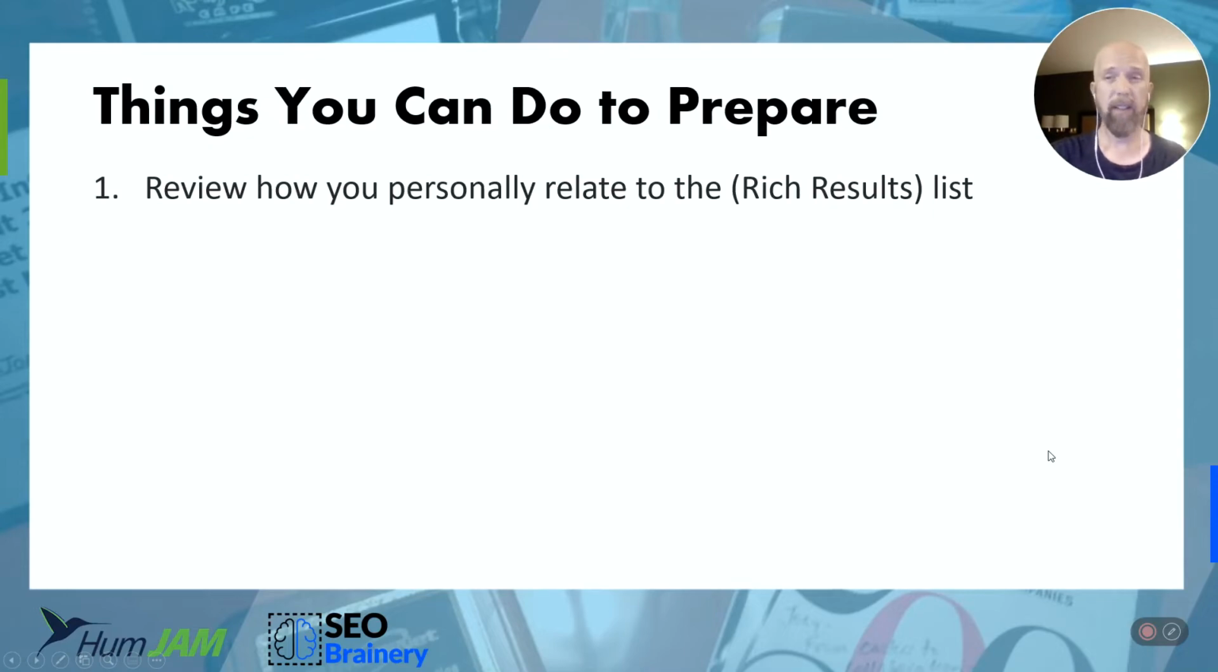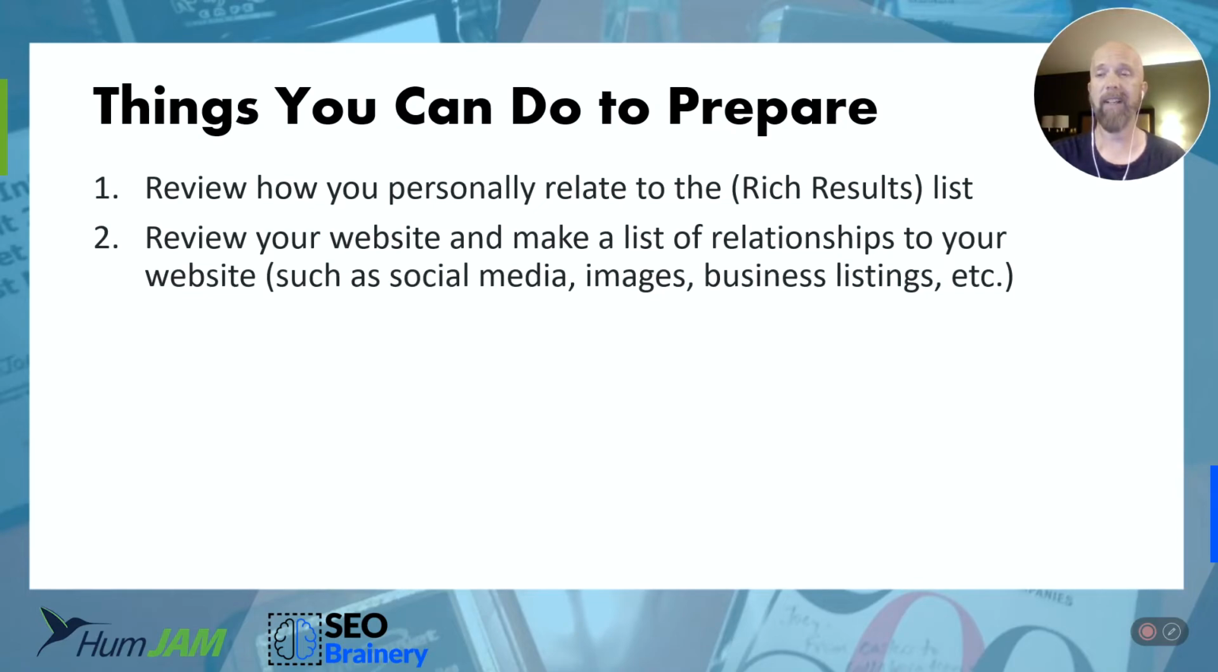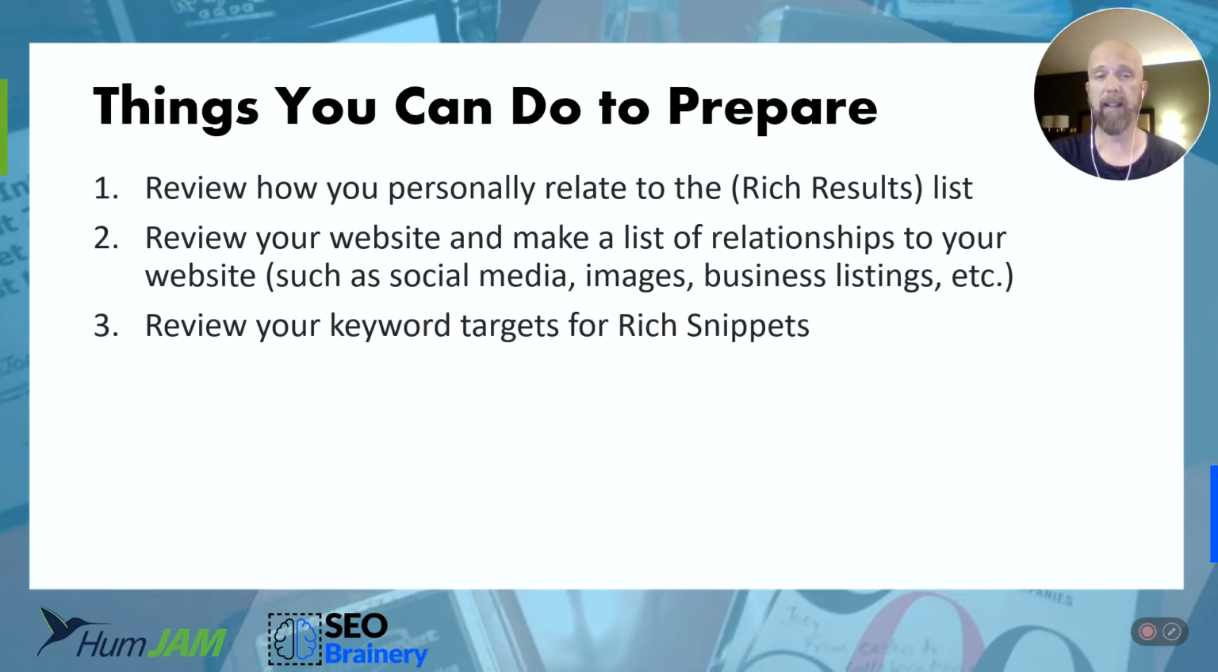So here are things you can do to prepare as we move through. Now you know what structured data is, you know what schema is, and we're going to talk about how to implement it. Review how you can personally relate to that rich results list. Go to Google's list and look over those things and see, is there anything that you can do? Do you want to use any of these? Identify the ones that you want to do. Review your website and make a list of relationships to your website. What do I mean by that? From social media to images, do you have a Better Business Bureau listing? Where are you all listed? We want to make connections to all that so that we can connect it up in the next phase.